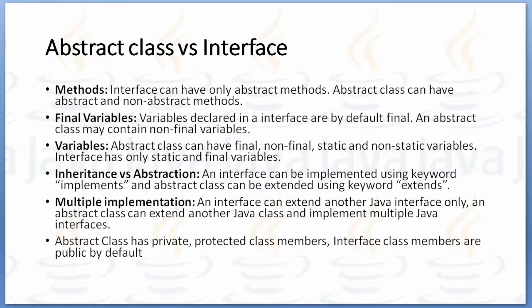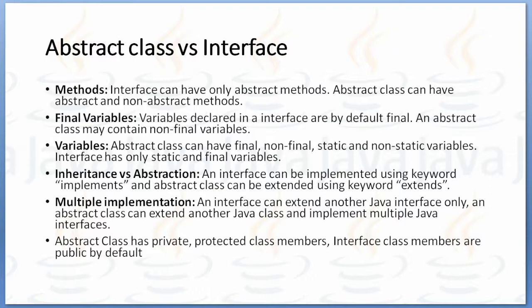Variables. Abstract class can have final, non-final, static, non-static variables. Interface has only static and final variables. Interface versus inheritance versus abstraction.